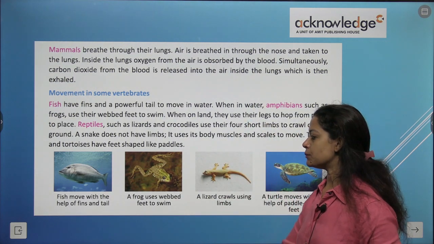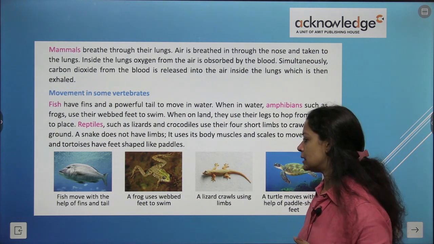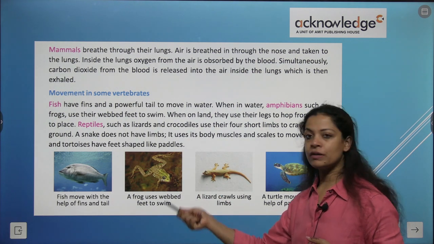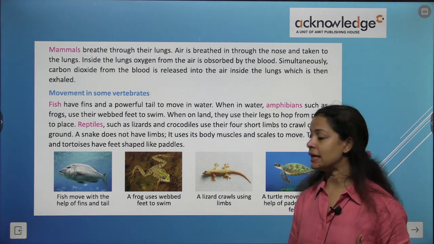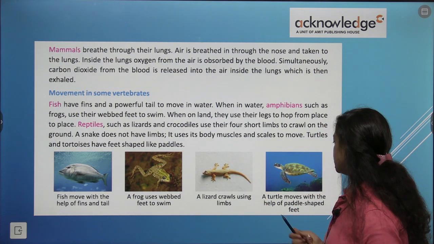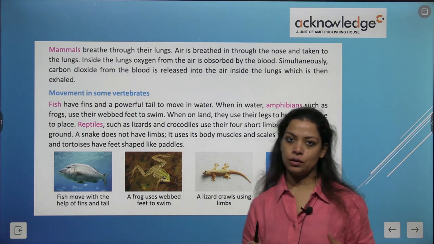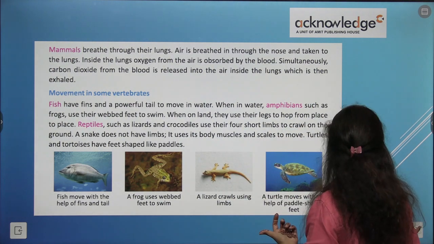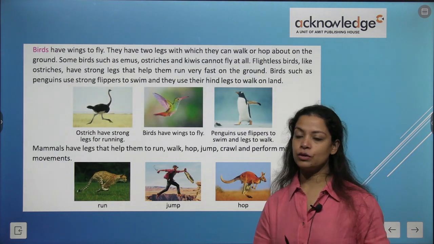So a fish moves with the help of fins and tail. A frog uses its webbed feet when in water and its legs on land. A lizard crawls using its limbs. A turtle moves with the help of paddle-shaped feet. So this was about the movement in vertebrates.